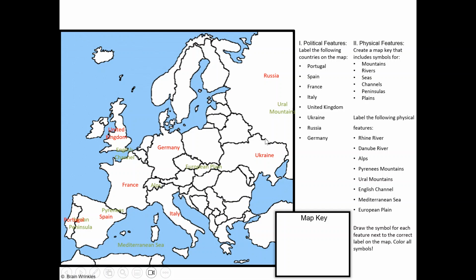Now let's move on to the physical features. We're going to go ahead and start by locating Rhine River. For some reason, it's not there. So let's go ahead and draw it ourselves. Rhine River flows from north to south of Germany. So it will be around right here. And then, of course, it goes from north to south.